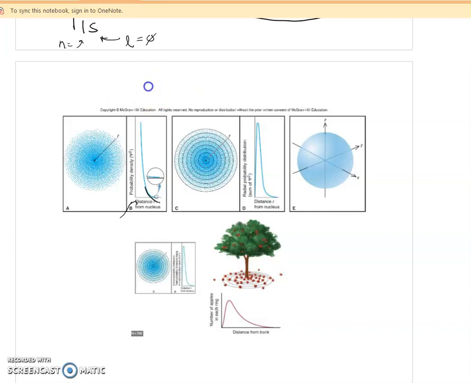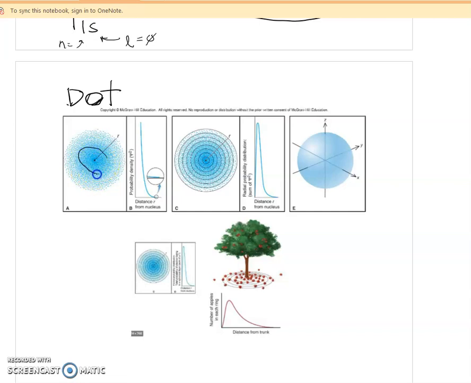Now we're going to go ahead and focus on the dot plot. So over here, we've got the dot plot. So this is our dot plot. And this little dot in the center represents the nucleus. And what do we notice around our nucleus here?